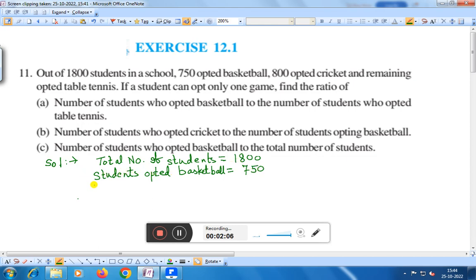Students opted for cricket is equal to 800, and the remaining opted table tennis. Students opted table tennis.